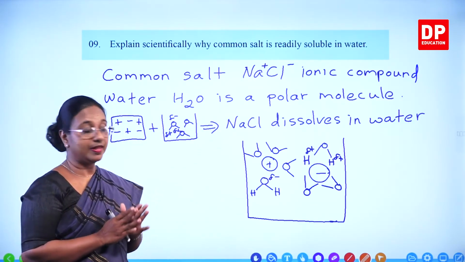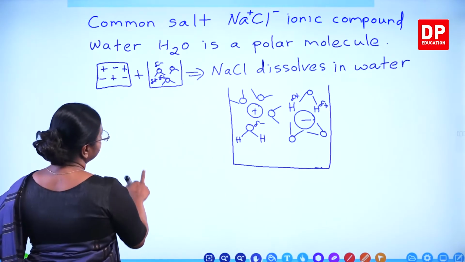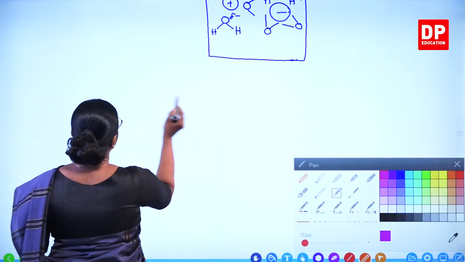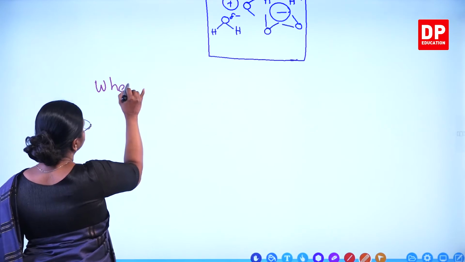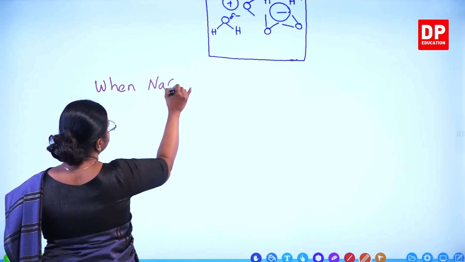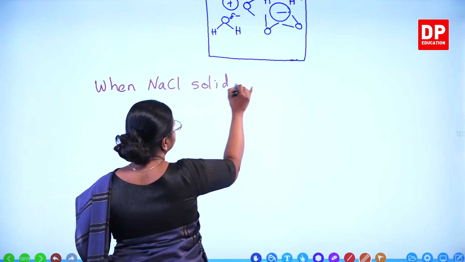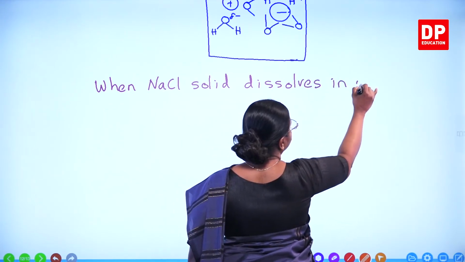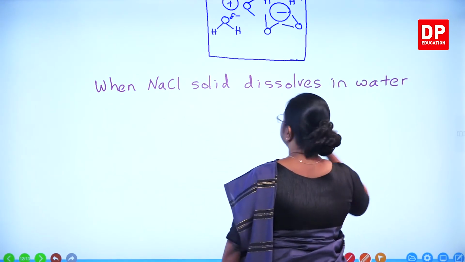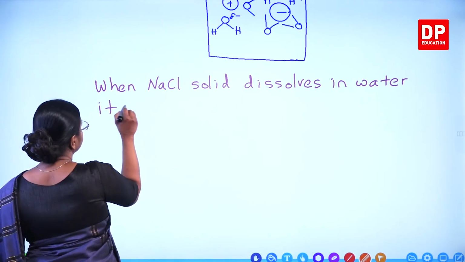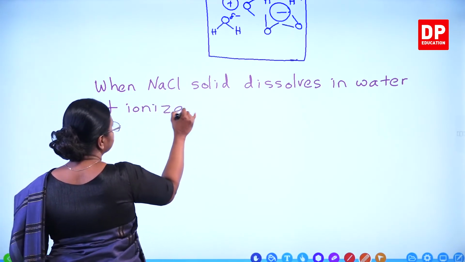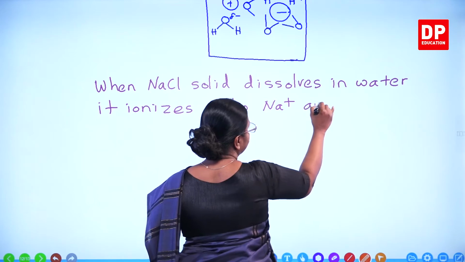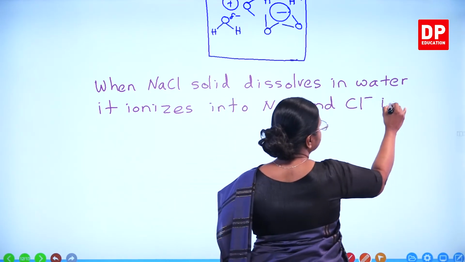Now we have to write down the answer. So this is how you will have to write it. So we can say when sodium chloride solid dissolves in water, it ionizes into Na plus and Cl minus ion.